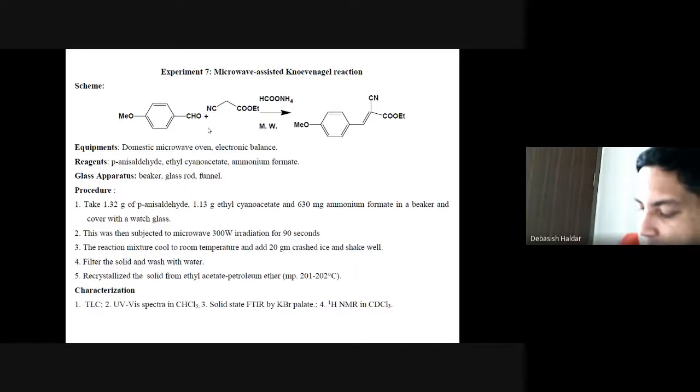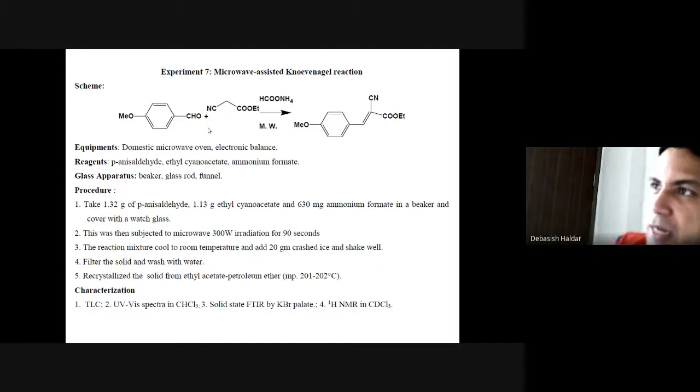And for today's experiment, we will use a kitchen microwave, though there are now microwave reactors available in the market. They are sophisticated instruments and generally used to do the reaction in a closed vessel. But with this kind of kitchen microwave, we can easily do our reaction in an open beaker. And so for today's reaction, Knoevenagel reaction, we'll use a domestic microwave oven.